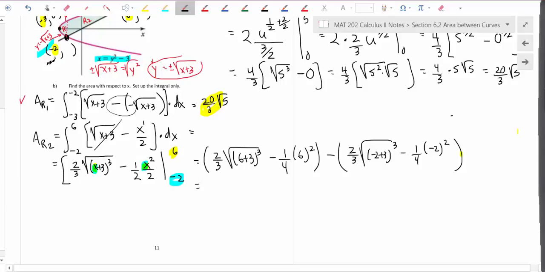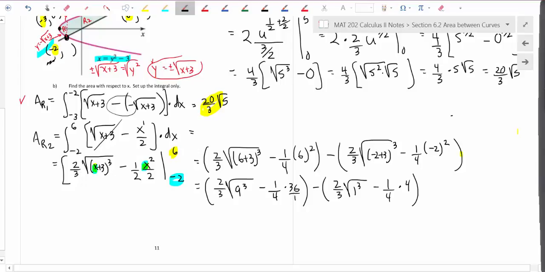So this is going to be 2/3 times the square root of 9 to the third, which is nice, minus 1/4 times 36. Then over here we're going to have 2/3 times the square root of 1 to the third, minus 1/4 times 4. Okay, so what we'll have here then is 2/3.